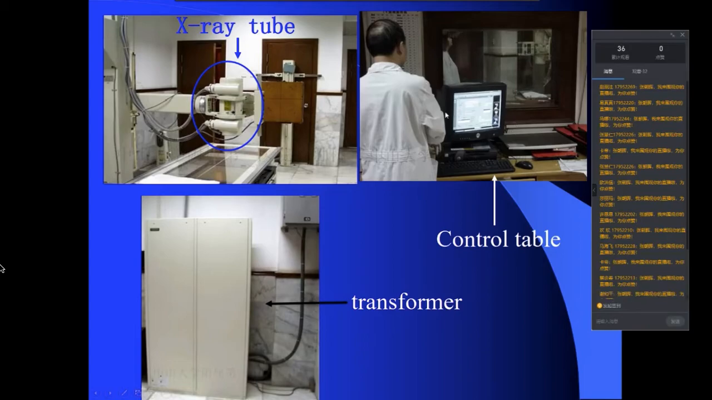And the technician can use the control panel on it to adjust the parameters of the X-ray machine so as to get X-ray film with good quality. See, this is the X-ray tube. This is a patient. The cassette containing film is here.